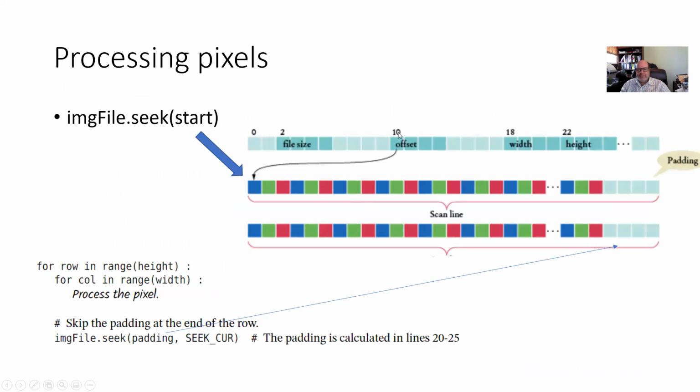Now that I have my starting point, which your book calls start position, I'm going to go to that position and start reading my pixels. Remember, every pixel has 3 bytes. So I am going to go here and pick up 3 bytes, then another 3 bytes. And again, these are backward: instead of RGB, it's BGR, but we figured that out.